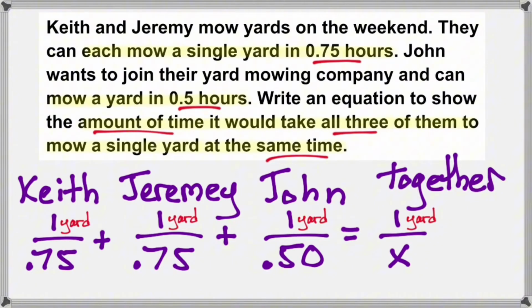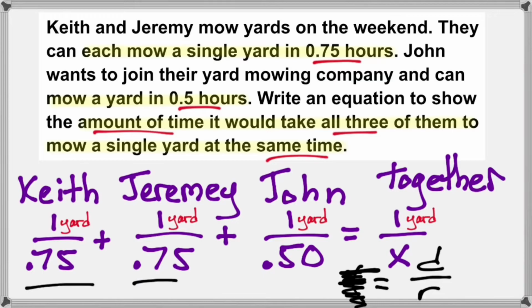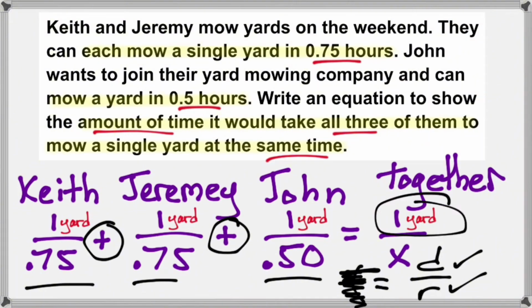So hopefully this makes some sense. It relates back once again to time equaling distance over the rate. However, there is no single number on the other side of the equal sign. We simply know that all 3 of them have their distance over rates, the rate that they're mowing the yard, and all 3 of them working together are going to mow 1 yard in X hours. And we don't know what X is yet, so that's where the solving piece now comes into play.